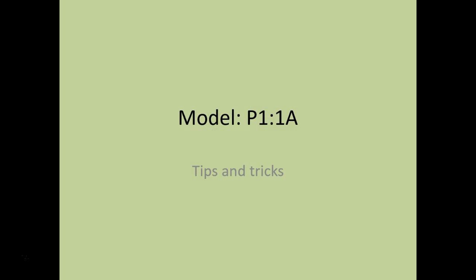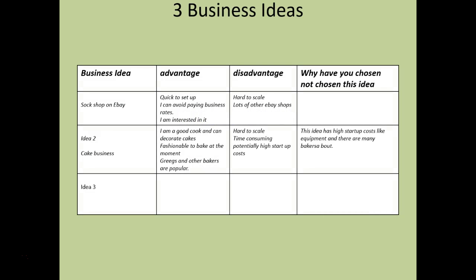So this is a model of P1-1A. It won't give you the whole thing, but I'll give you the idea of how to structure it. What I would strongly suggest you do is a table like this. You state what the advantages and disadvantages of your business are, and then at the bottom, why you have or have not chosen this idea. Idea 2, I did a cake decorating business. I talked about the positives, and I also talked about the disadvantages.